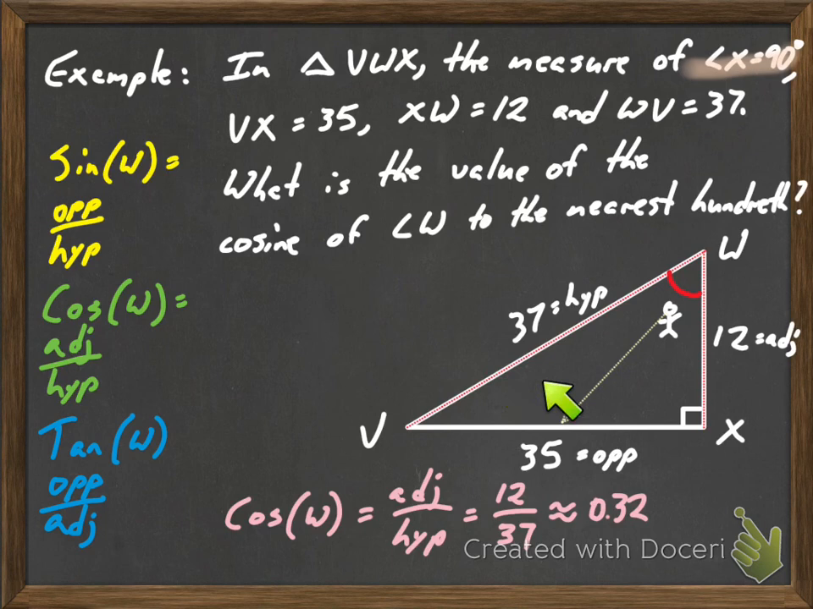It doesn't matter if I scale this triangle up or make it smaller, it's always going to be some scaled up or scaled down version of 12 over 37. So what is 12 over 37? I've plugged that in my calculator. It's approximately 0.32. So that is trigonometry in a nutshell.